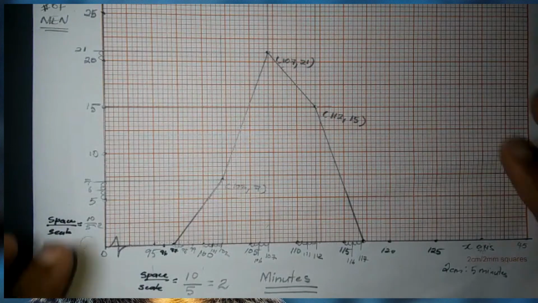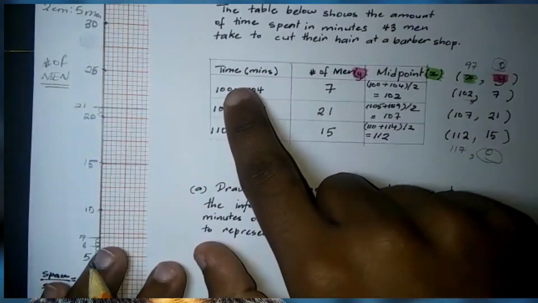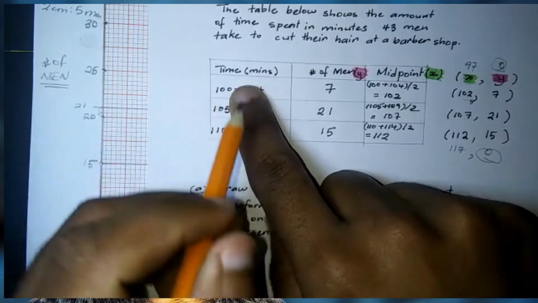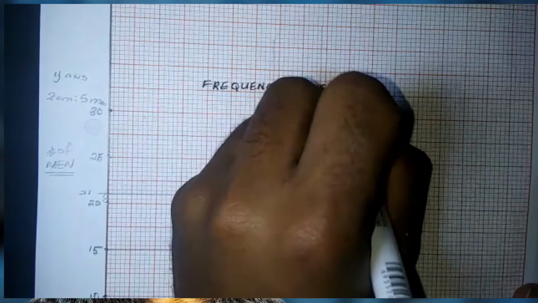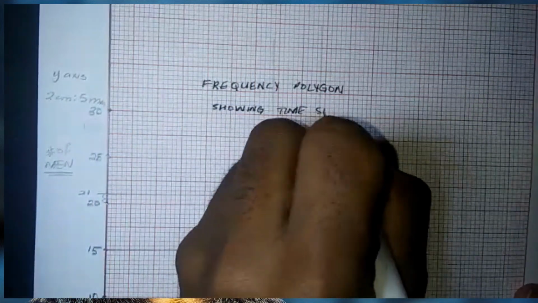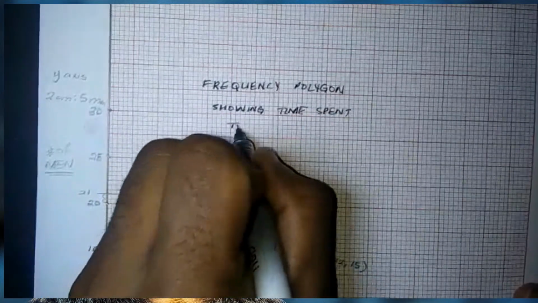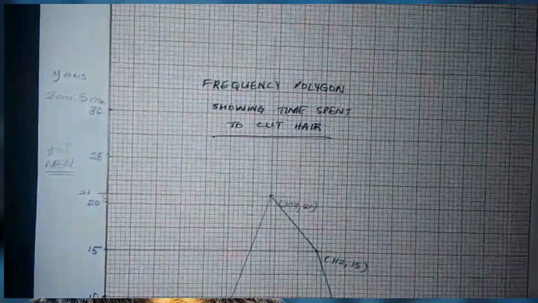The only thing I'm missing is a nice title. Now, my title must reflect the data. So it's time in minutes to cut hair. So I can say for my title, frequency polygon showing time spent to cut hair. And then that would have completed that.